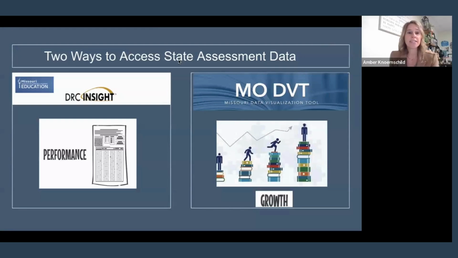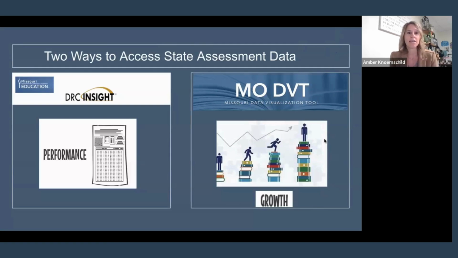So just like you guys, there's two ways that we can access state assessment data: DRC Insight and the MO-DVT. Your DRC Insight is your performance of your students. Those are how they are performing on the standards. It's looking at how your students performed and what standards they performed well on. Where this MO-DVT really shows the growth of your students and the growth of your district.